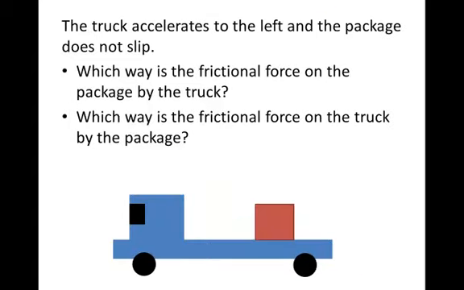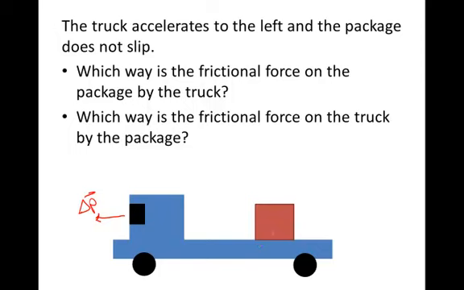Let's say that we have a box in the back of a truck, and this truck is speeding up in this direction. In other words, its delta P is to the left. So the question is, which way is the frictional force on the package by the truck, assuming the package doesn't slip? Well, if there was no friction, this package would stay in place as the truck moved.